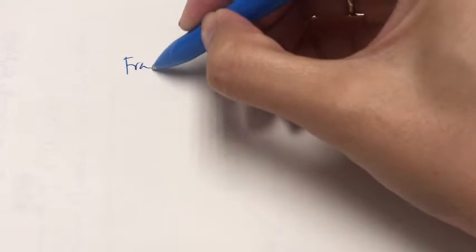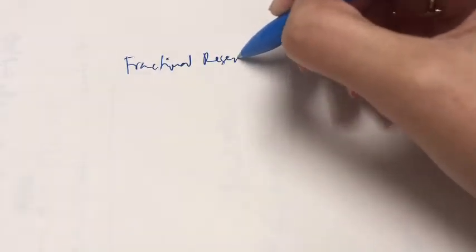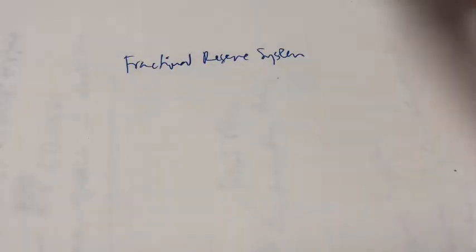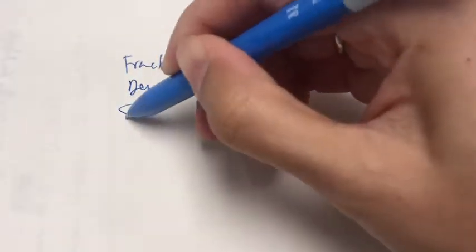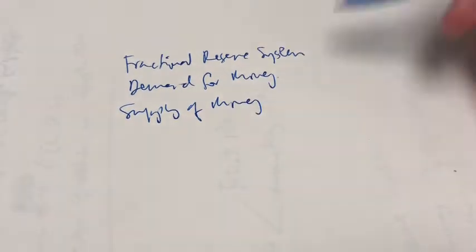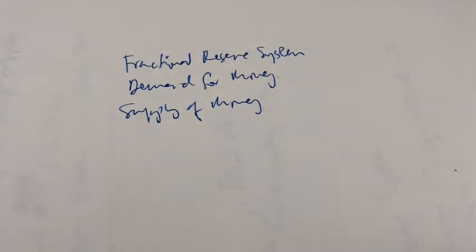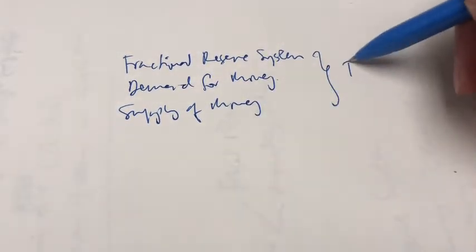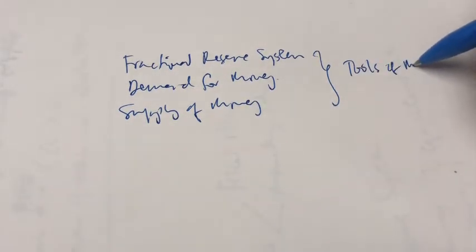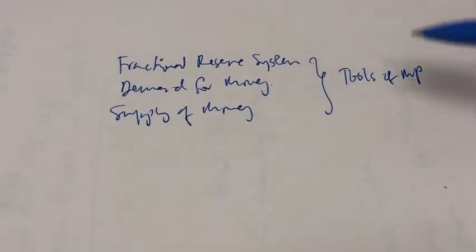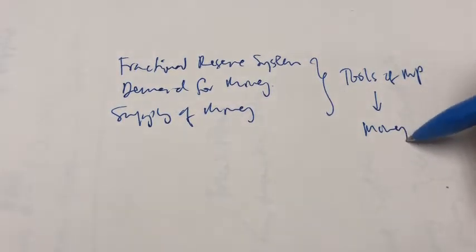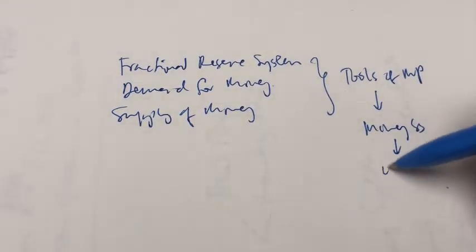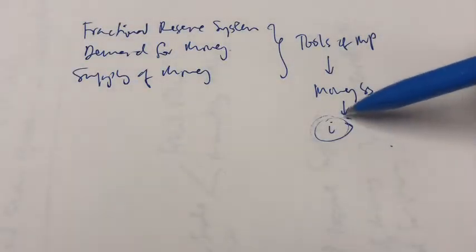You may have remembered that we've learned about the fractional reserve system, as well as the demand for and supply of money. Now, these three concepts are very important for us to understand how the tools of monetary policy work. By understanding how these tools work, we will know how they affect the money supply and the interest rate. Now, why is it important for us to know all of this?